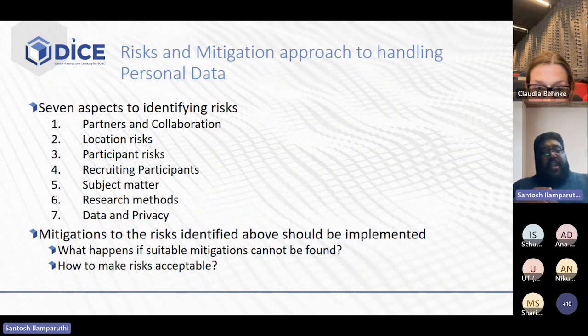Then essentially, once we've identified that, mitigation to the risks identified above should be implemented. So the interesting questions come here, where you attempt to address the risk, but then what happens if suitable mitigations cannot be found, and how to make risks acceptable, right? There is no such thing as zero risk. Very rarely will you confront something like that. So the question is not whether you can eliminate all risks, but whether you can bring the risk threshold down sufficiently so that the risk is acceptable.